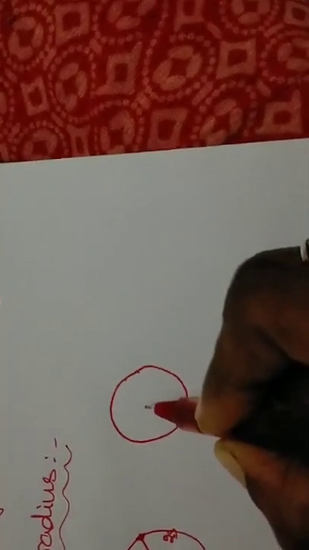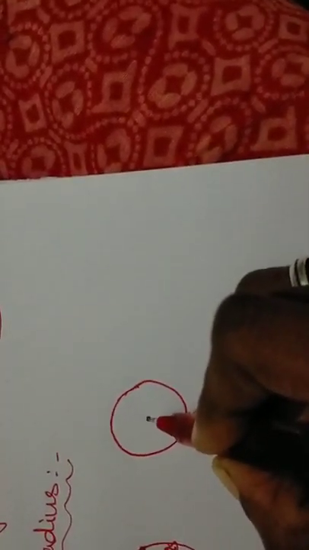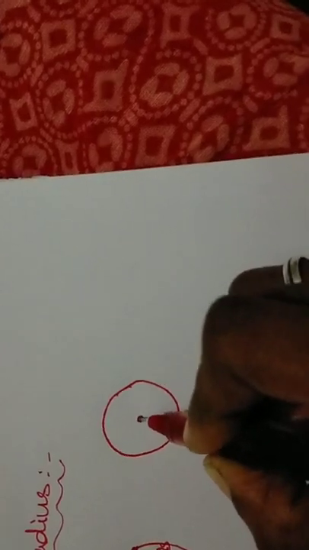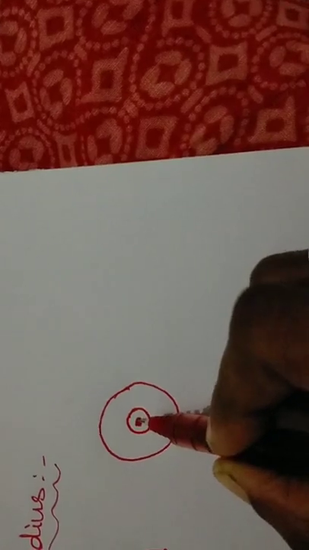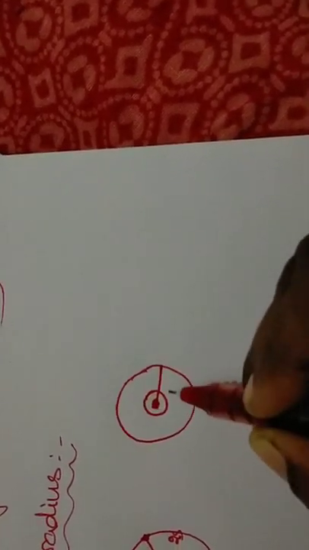So take one atom. So you can mark the center of that nucleus. So this is center of the nucleus. So this is nucleus. This is center of the nucleus. So from the center of the nucleus, this distance is known as radius of that atom. Radius of that particular atom.